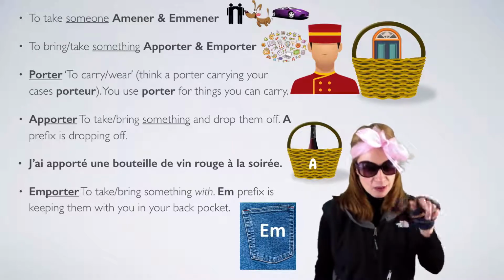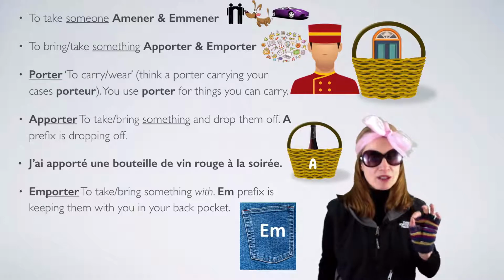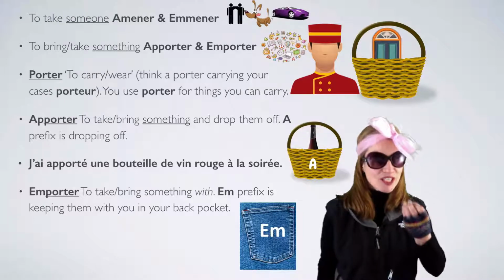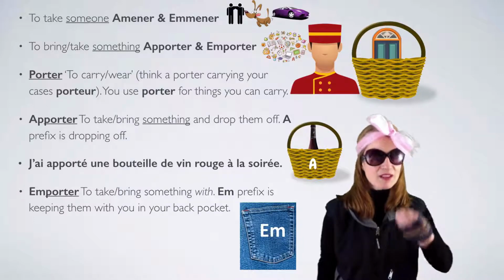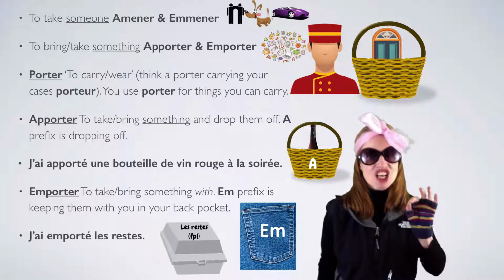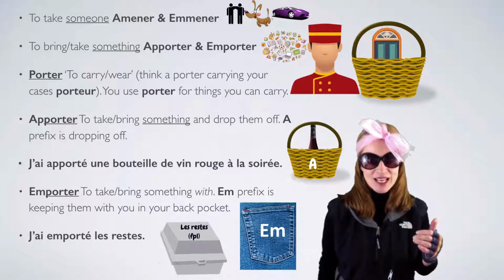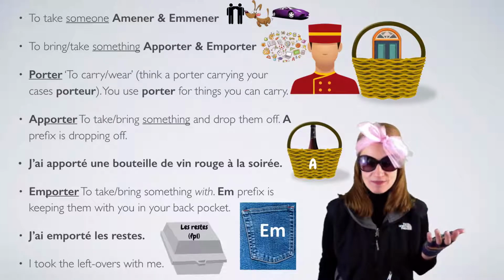Emporter, back pocket with the EM, M on the back because you're going to keep it with you. Emporter is to take or bring something with. With. You don't need the word with because EM means the with. D'accord? You're going to keep them in your back pocket. J'ai emporté les restes. Les restes are leftovers. Okay? I took the leftovers with me.